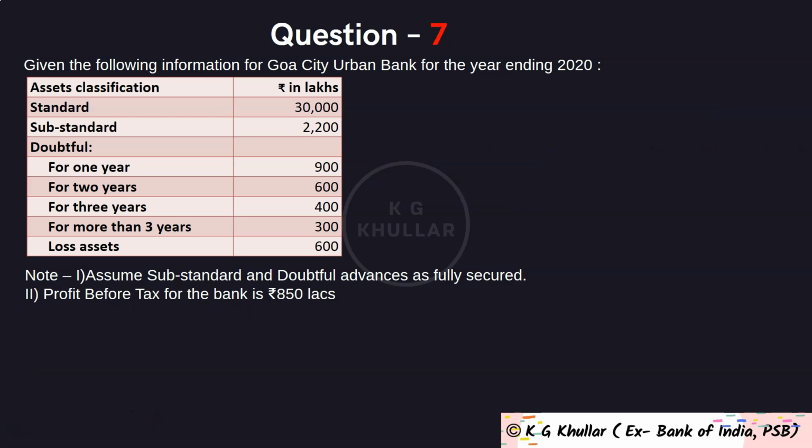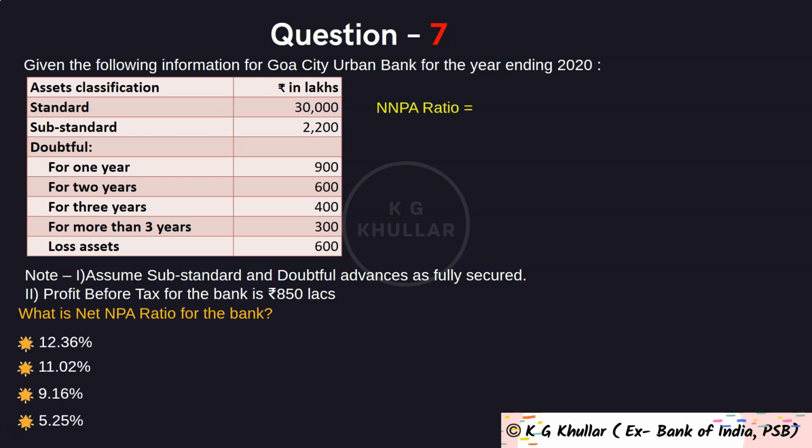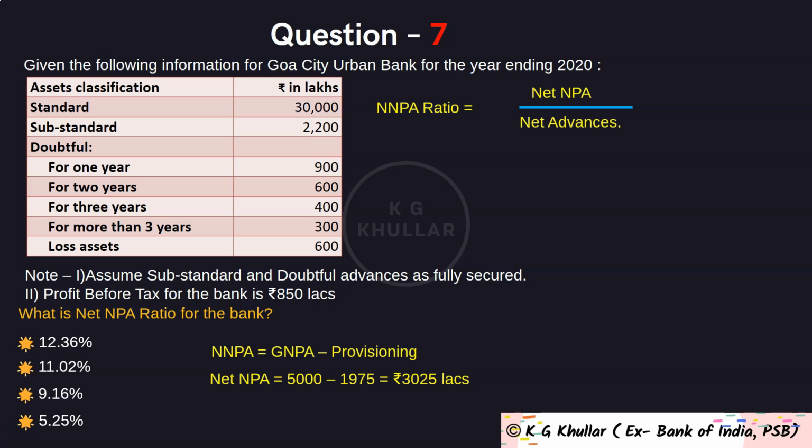The next question is, what is net NPA ratio for the bank? And these options are given to you. Friends, net NPA ratio is net NPAs divided by net advances. And in this formula, net NPA is simply gross NPAs minus provisioning. Now, gross NPAs we have found in the previous question as rupees 5,000 lakhs and provisioning is 1975 lakhs. So, net NPA equals 5,000 minus 1975 equals 3,025 lakhs.